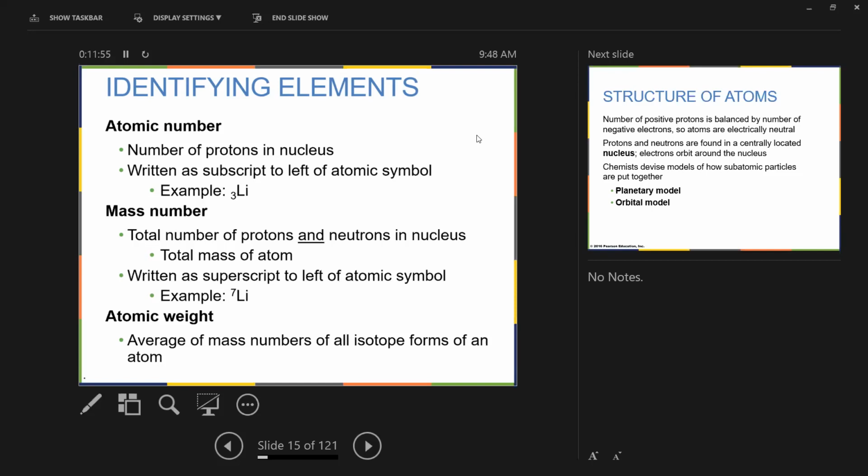We use weight and mass interchangeably because we don't have to make that kind of distinction. If you take a chemistry class, you probably make the distinction. But for our purposes, the weight is the sum of the protons and the neutrons.